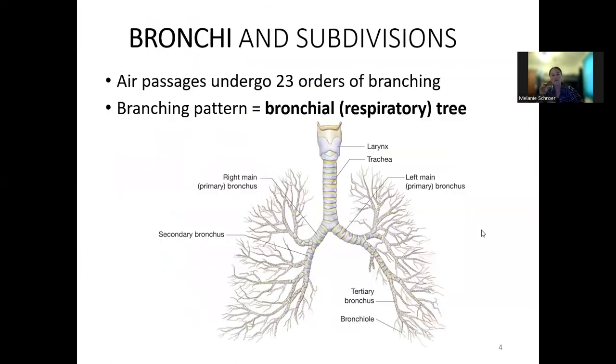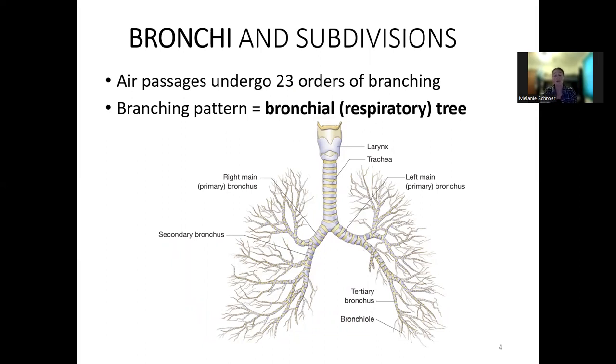Okay, so after the carina, as I said, the trachea is branched into two, one branch going into the left lung, one branch going into the right lung. The branches are named according to what order they are in, right? So this first branching event, we get to primary airways. The two primary airways branch into secondary, the secondary branch into tertiary, and so on and so forth. And so this happens 23 times.